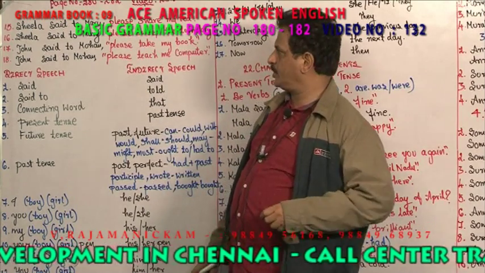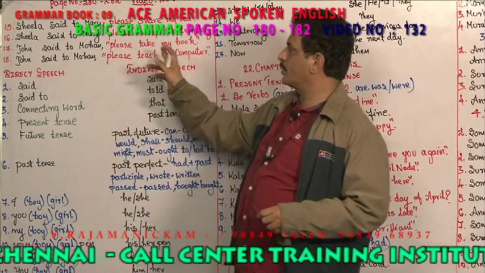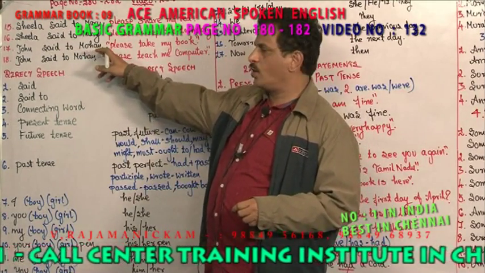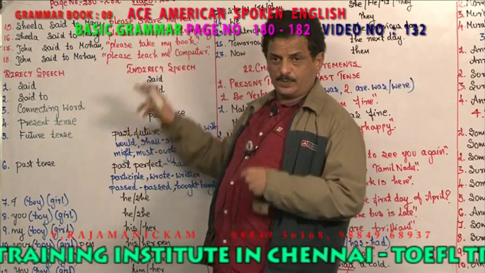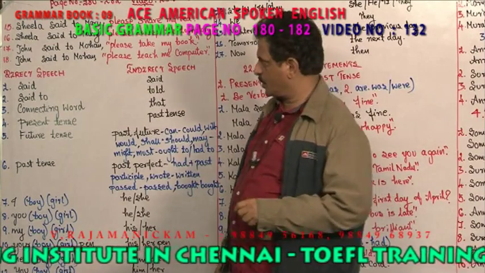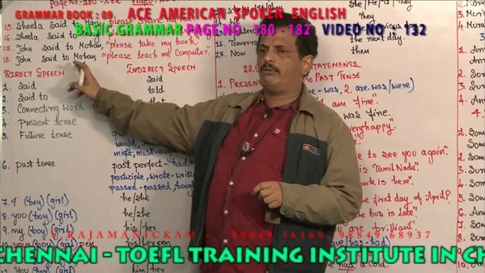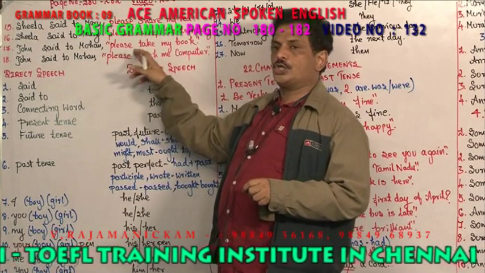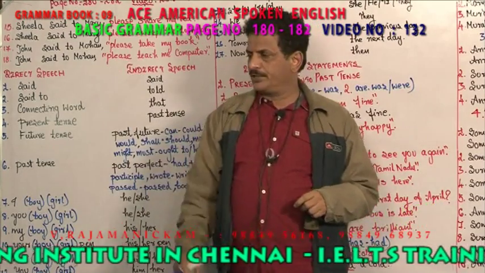To sweep the dormitory. John said to Mohan, "Please take my book." John requested Mohan to take his book. To take his book. John is male, so his book. John said to Mohan, "Please teach me computer." John requested Mohan to teach him computer. To teach him computer. You got it, sir?